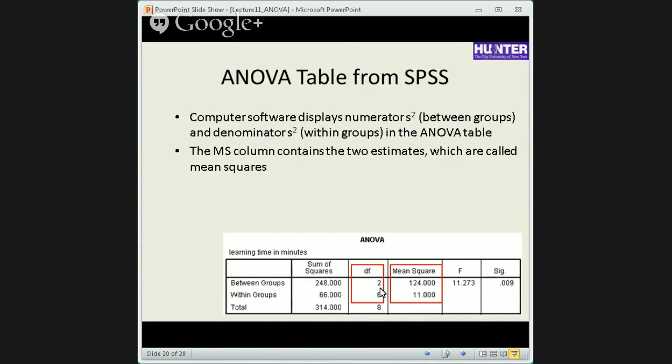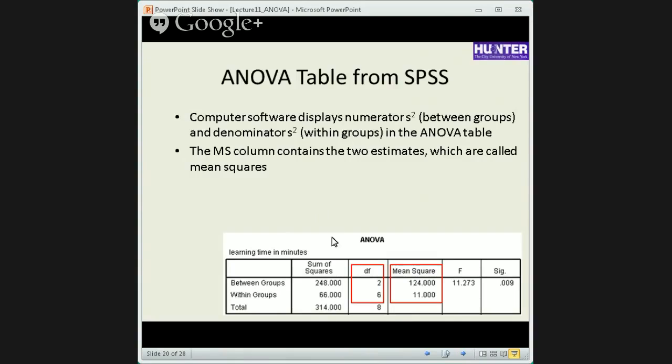the degrees of freedom that we had. There were 3 groups, so 2 between groups degrees of freedom, and 6 within groups degrees of freedom. That's because in each group there were 3 data points and 2 degrees of freedom, 2, 4, 6, to add up to 6.